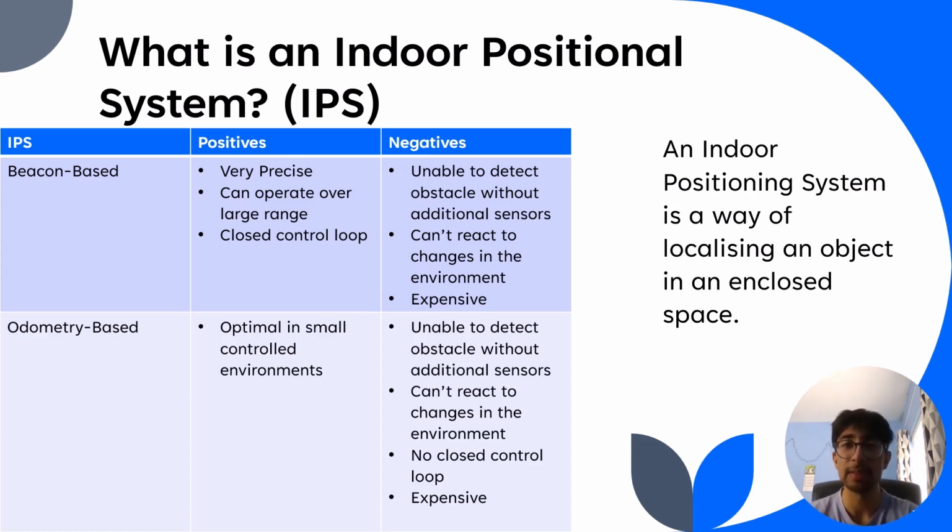However, these methods become unreliable in real-world environments. Beacons can lose signal or be blocked by moving obstacles in a dynamic environment, while odometry suffers from accumulated error over time, for example, due to wheel slippage and the lack of a closed control loop. So I decided to design a low-cost IPS that works in dynamic environments and incorporates a closed control loop to correct for errors. For this task, I chose to use computer vision.